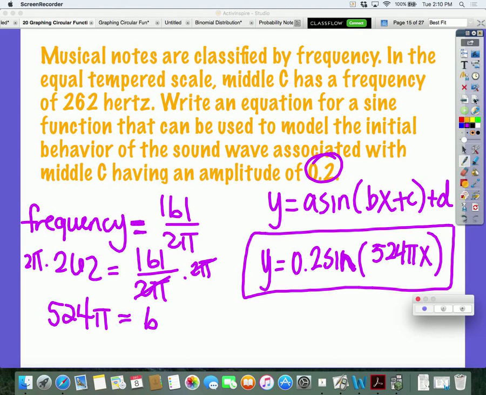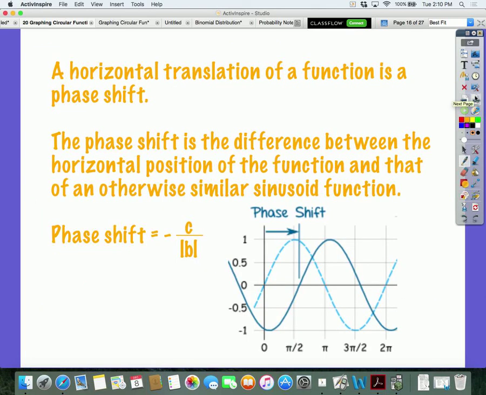Questions on frequency? Back to graphing, real quick before the bell rings. A horizontal translation of a function is a phase shift. So moving from left to right is called a phase shift. The phase shift is the difference between the horizontal position of a function and that of an otherwise similar function. So that's the whole moving left to right thing. As you see, the original light blue dotted line is being shifted over to the right to make the solid blue line. The formula for your phase shift is negative c over the absolute value of b.